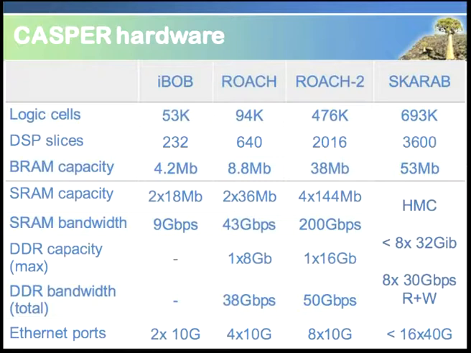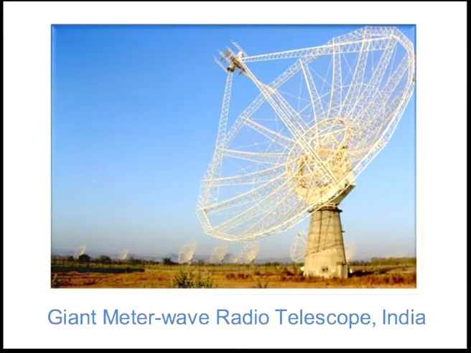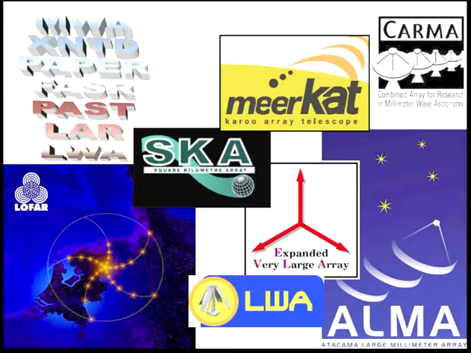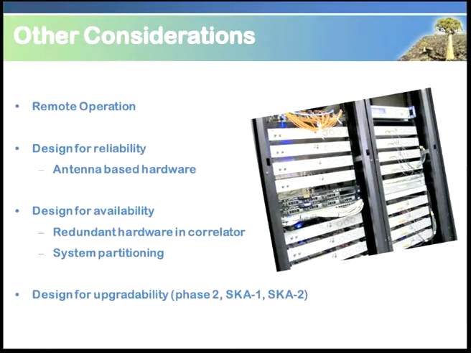This is just a slide showing some of the capabilities of the board. I guess the only thing to highlight here is that even the ROACH 2, which is many years old now, already had memory bandwidths of over 200 gigabits per second, which was many factors over what was available on typical computers at the time. And these things are now in use all over, at GMRT in India and the ATA in the States, and there are a whole bunch of other arrays coming online that could also be using this stuff.